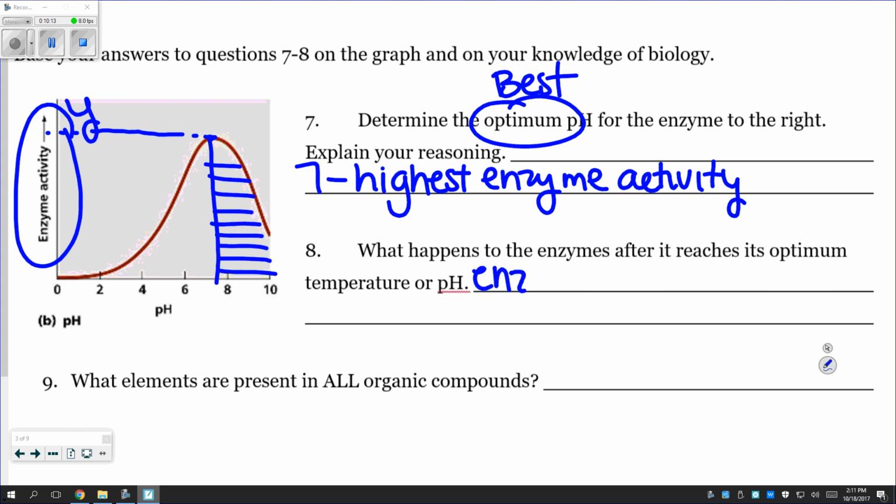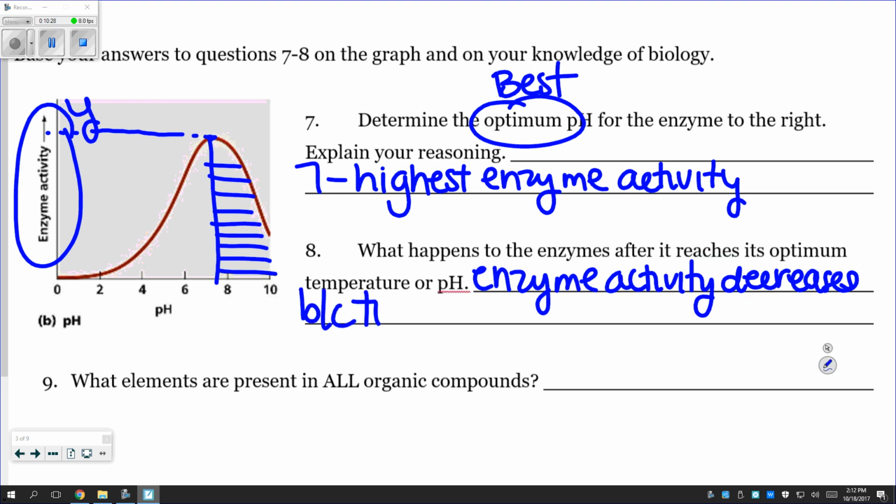So we have enzyme activity decreases because the enzyme denatures, the enzyme changes shape, the enzyme is deactivated. And when those things happen, remember, that means that the enzyme's function has changed because shape is going to be responsible for determining function.